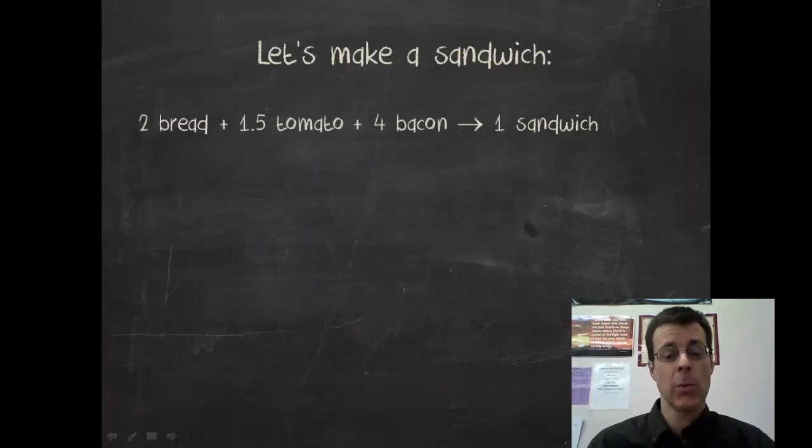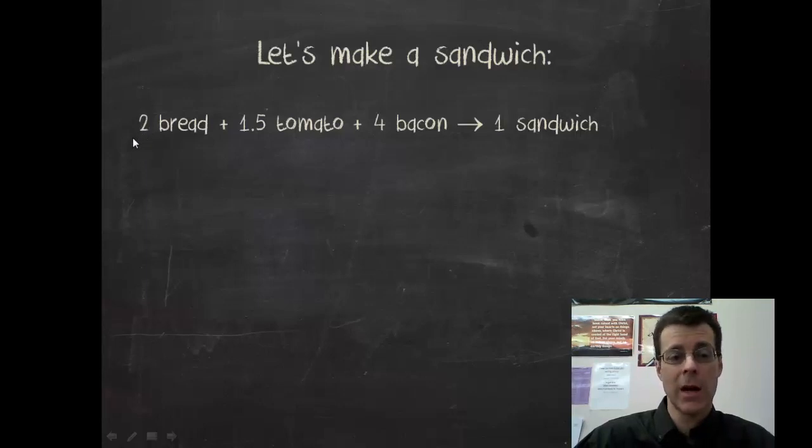Let's say you want to make a sandwich that has 2 slices of bread, 1.5 slices of tomatoes, and 4 strips of bacon. And that you put together and you make yourself a sandwich. That's the recipe of the sandwich. And every time you do a sandwich like that, it's going to be 2 pieces of bread, 1.5 slices of tomato, 4 strips of bacon. And it doesn't matter how many sandwiches you make.